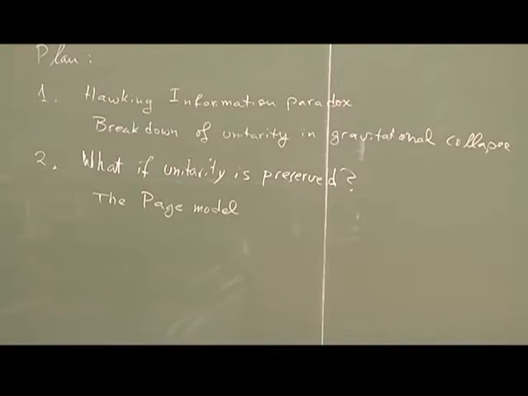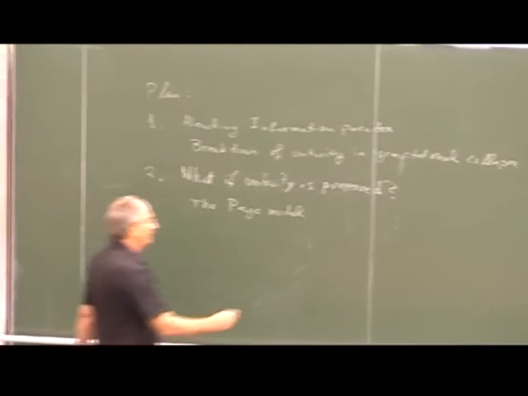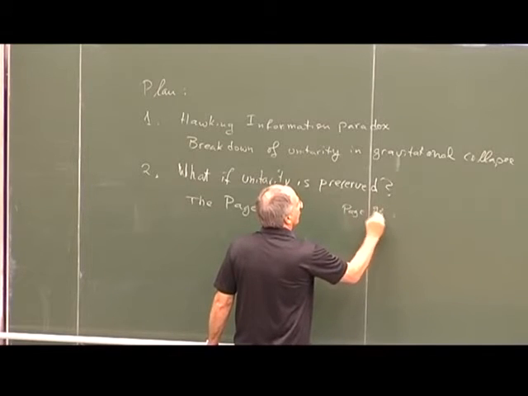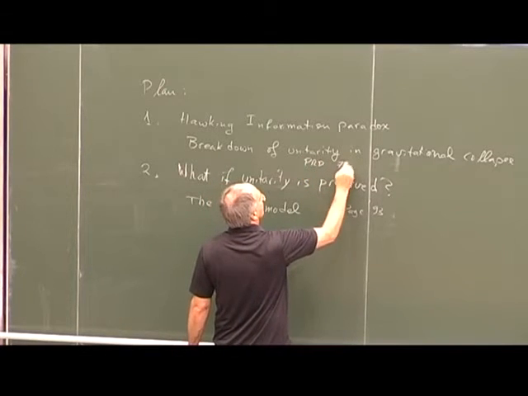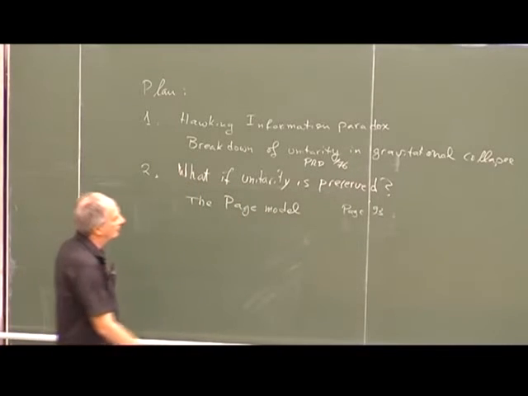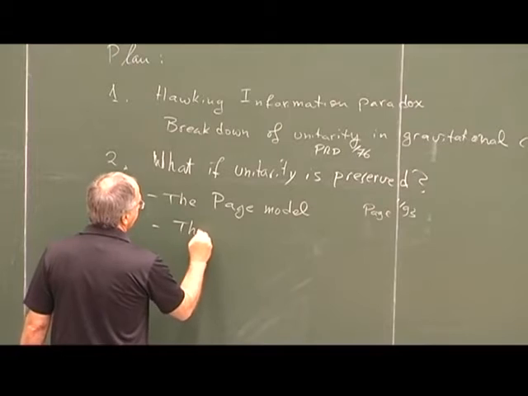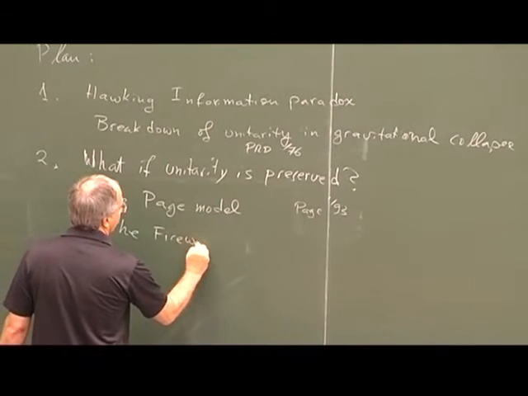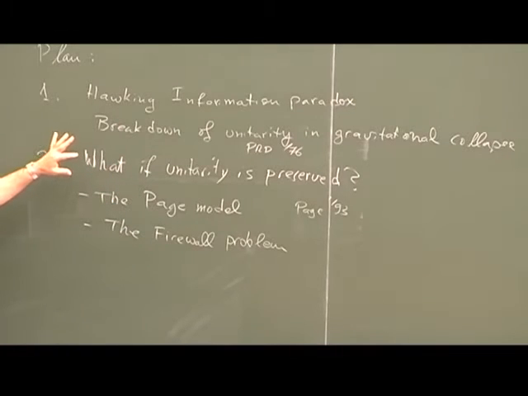This Page is a person, Don Page, and this is a model from '93. This is based on the paper of Hawking from 1976. So you see, these have been around for a while. And then the so-called firewall problem, which in a way is an attempt to combine the Hawking model or put more ingredients from the Hawking model of gravitational collapse in this context.